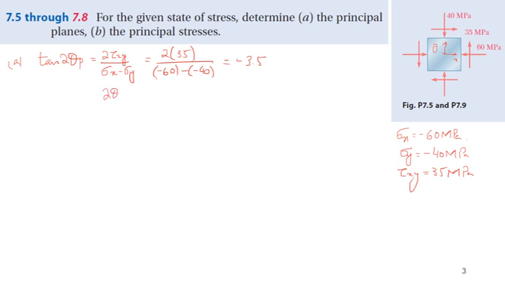So 2 theta p will be equal to minus 74.05 degrees, or theta p will be minus 37.03 degrees. That will be one principal plane. The other plane will be plus 90, meaning 90 degrees apart, so that will be 52.97 degrees.